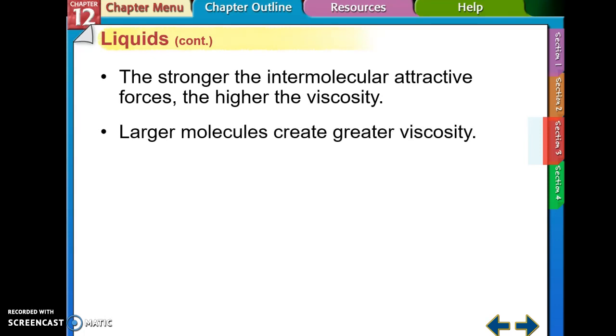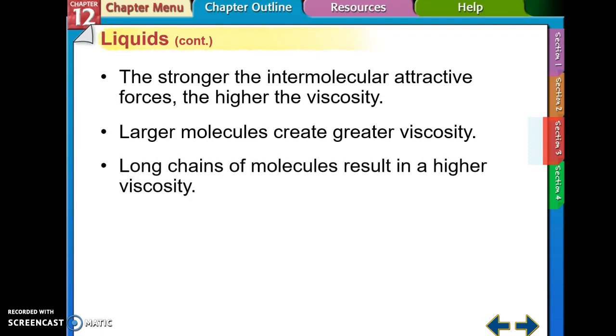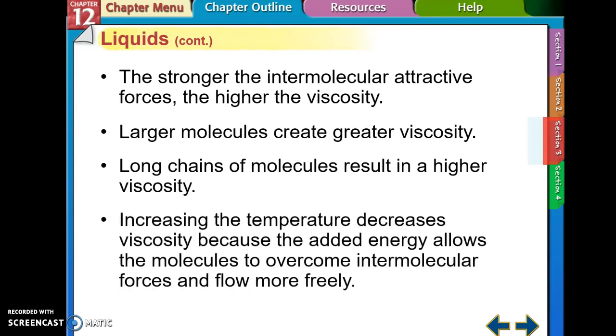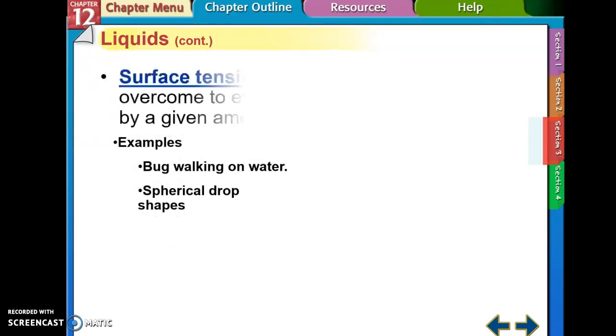The other thing is large molecules are going to have a higher viscosity just because they're bigger and it's harder for them to flow. Long chains, large molecules, are going to have a higher resistance to flow. And if you heat something up, that decreases viscosity. Because when you heat something up, you're adding energy that allows molecules to overcome intermolecular forces, and they can flow more freely. So, high viscosity, low temperature. Low viscosity typically is going to be brought about by a higher temperature.